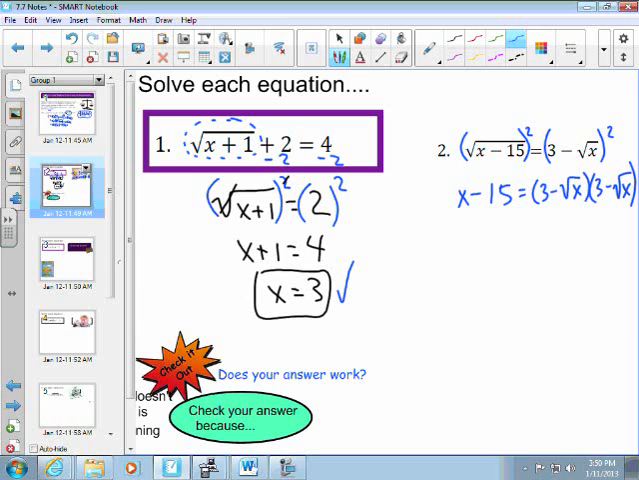So going through and doing that, we got 3 times 3, that'd be 9. Then 3 times negative square root of x, minus 3 square roots of x. And then we get negative square root of x times negative square root of x. 2 negatives makes a positive. Square root of x times square root of x would be x. All right, we got to keep simplifying here. We can combine those two terms with square root of x. That'd be minus 6 square roots of x.